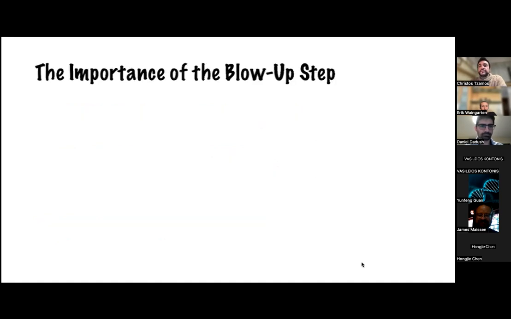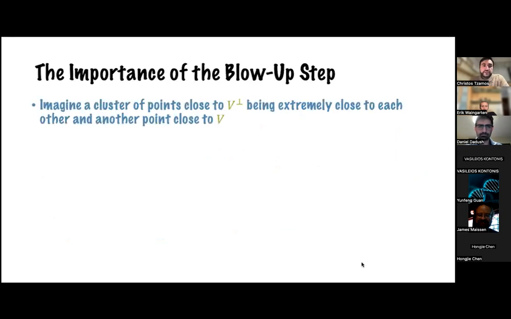Okay, so let me give you some intuition of what this update does. Imagine you have a cluster of points. Imagine that all your points are actually very close to V perp, and they're really, really close to each other. Essentially, they're indistinguishable. They're really the same point. And there's just one other point in V.